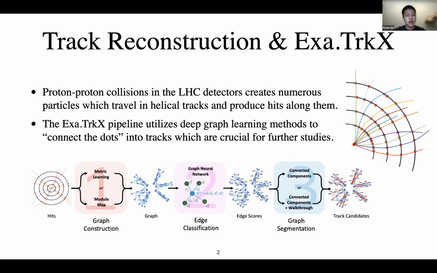Next, with the graph, we can use a GNN as an edge classifier and filter out all the fake edges. We then perform a connected component search and regard the connected components as track candidates. Of course, we can improve the performance by walking through the graph, which means that starting from the root of each candidate, we select the most probable edge, walk to the next node, and do that again.